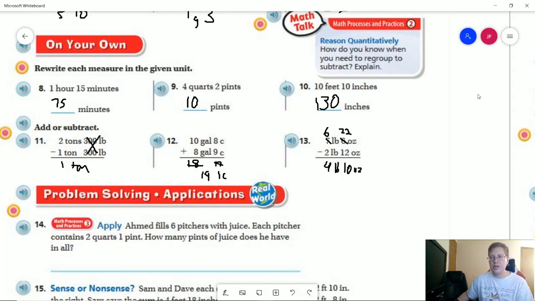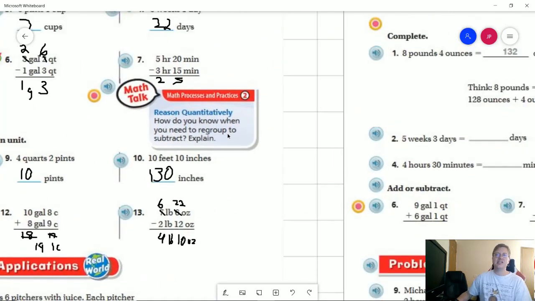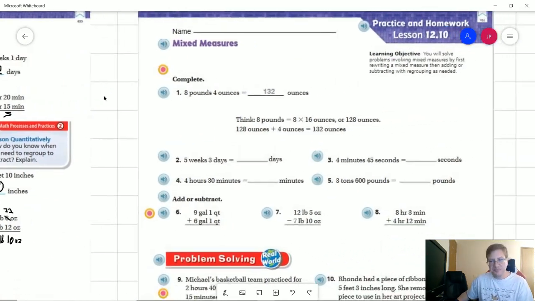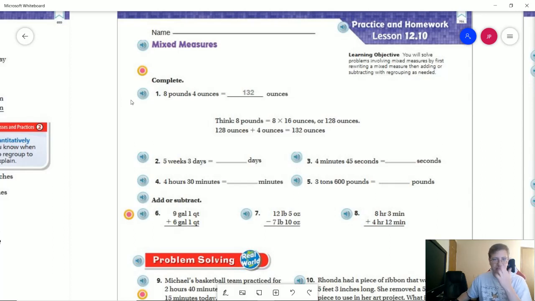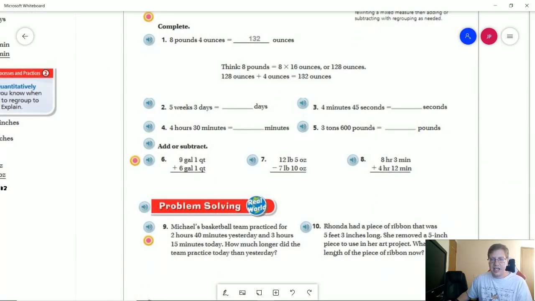And I'm not going to work on the problem solving questions because I know this has already taken a sizable amount of time. Just to talk through things. So for the homework, Risen Christ students, I'm going to ask you to do the evens. So that's going to be 2, 4, 6, 8, and 10.